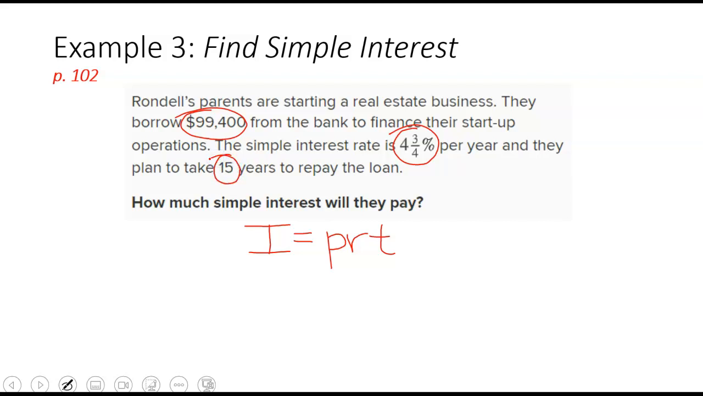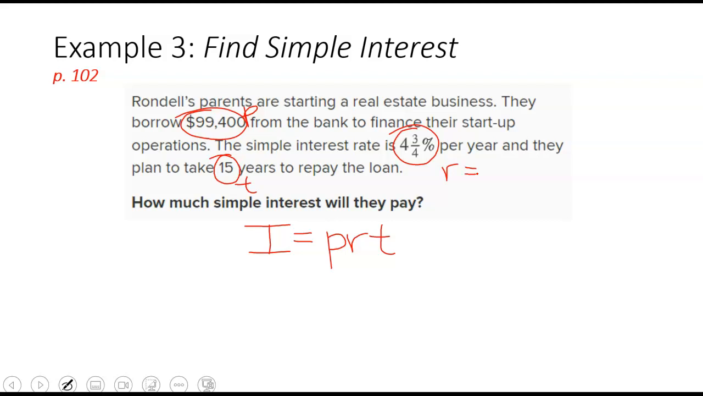So since this is already years, this will be our T, and this will be our P. And our R, this is where it gets a little tricky. These get a little bit tricky today. So 4 3/4%. We need our interest rate to be a decimal. So we have to change this rate to a decimal.